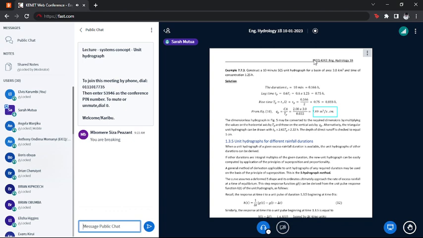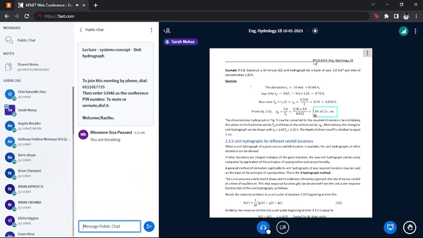Okay. So we look at, let me see, slide 15. We can just finish these other slides and then we can go to our calculation. Now, how do we calculate unit hydrographs for different rainfall durations?